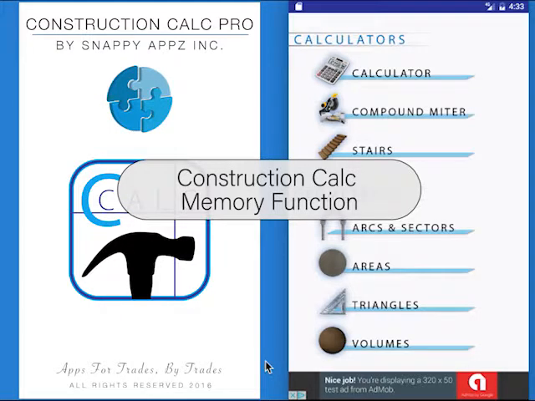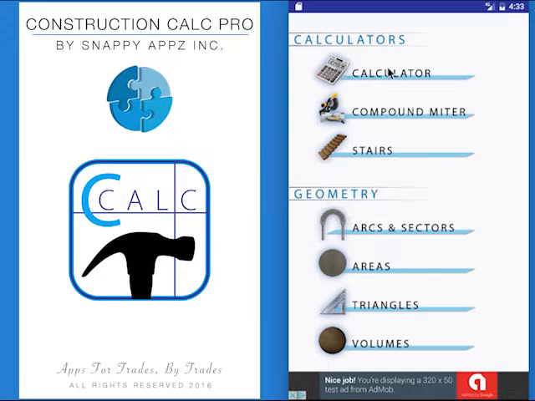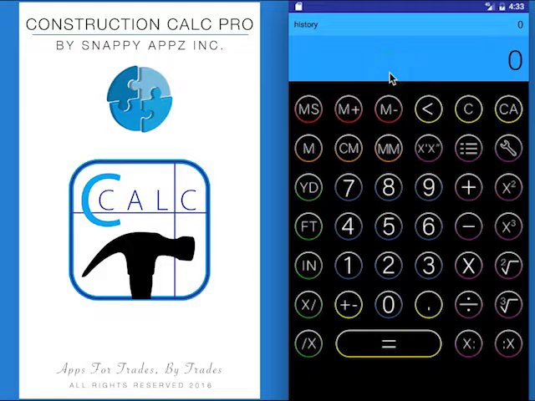This tutorial is for the memory function of the calculator module in Construction Calc Pro, an app available for iOS and Android. So let's go ahead and go into the calculator by clicking on it. And you'll see the memory keys are the top three in the top left, and are red.